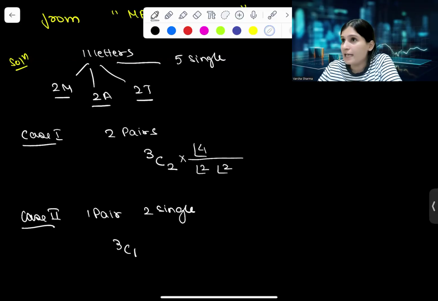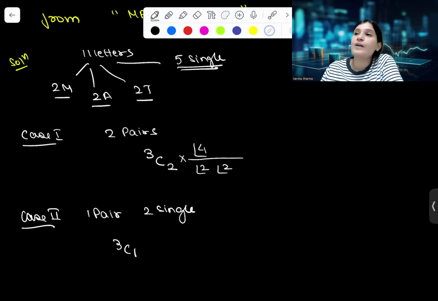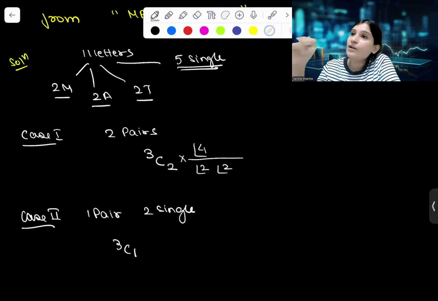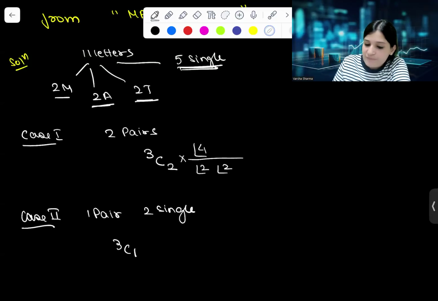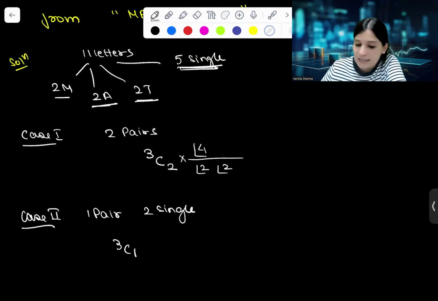Now coming to singles, I want 2 different letters basically, right? So already I have these 5 different letters. Supposing in the pair I selected 2M. That means another repetition is not allowed, right? But having 1A and 1T is allowed. I'm not allowed to have 2A's. I'm not allowed to have 2T's. But I'm allowed to have 1A or 1T. So I have a total of 5, 6, 7. I have 7 singles in total.